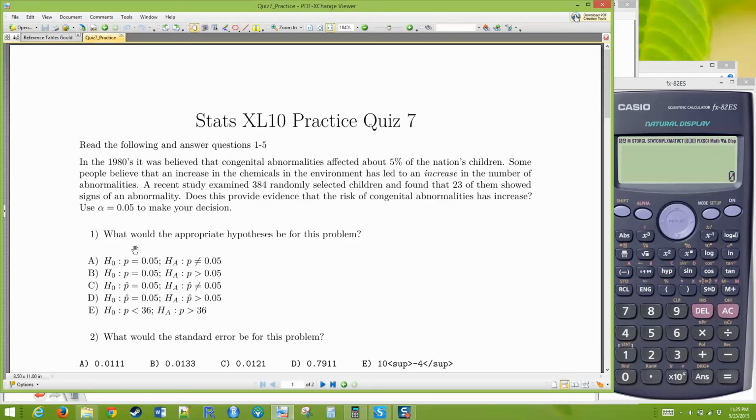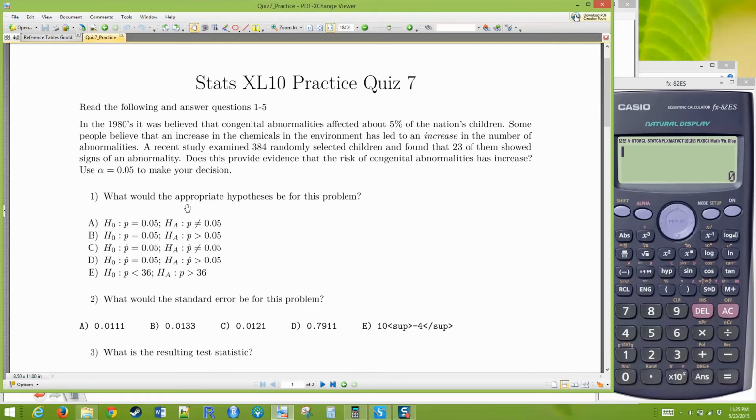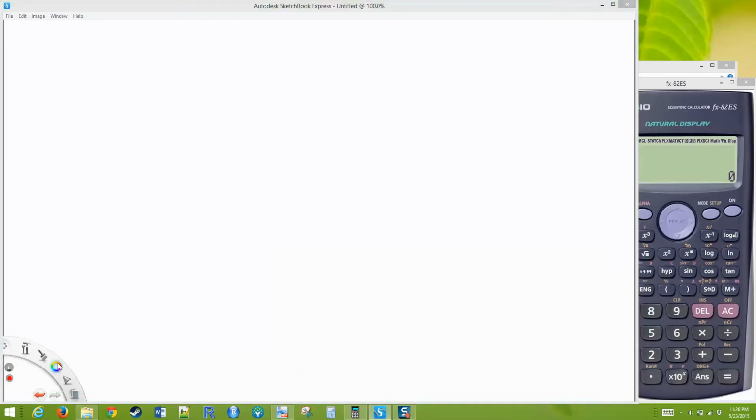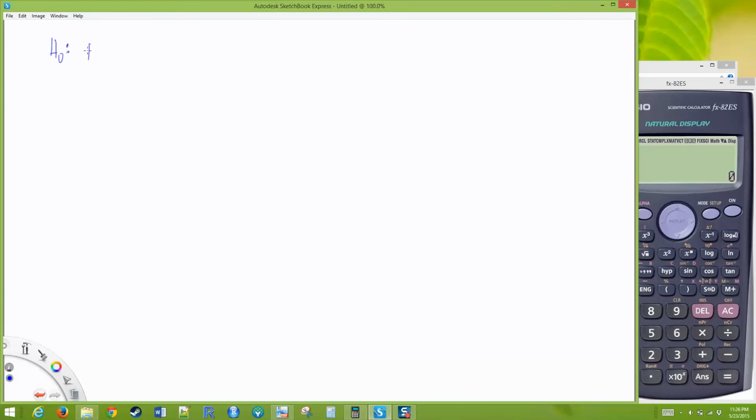Alright, so the first part, and this is the most important part, says what would the appropriate hypotheses be for this problem? Before we even begin, let's make sure that we can recognize that we have one and only one sample here. We're dealing with proportions, and we have one sample of 384 randomly selected children. So we are dealing with only one sample, and so our null hypothesis will be in the form of p equal to something.